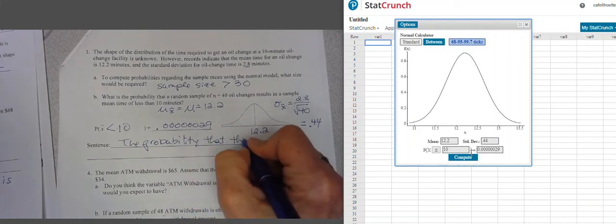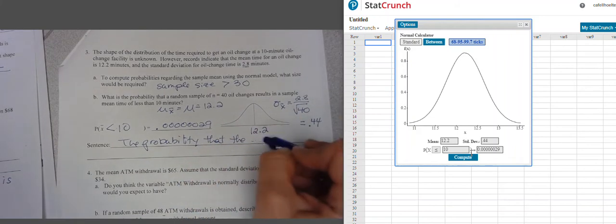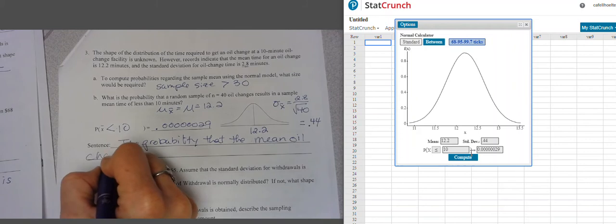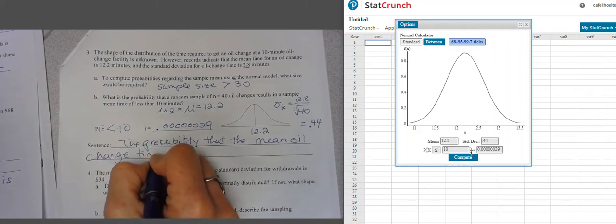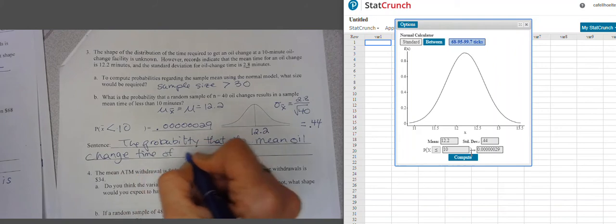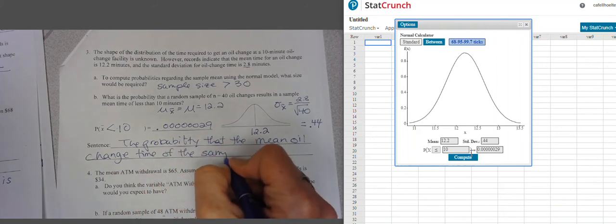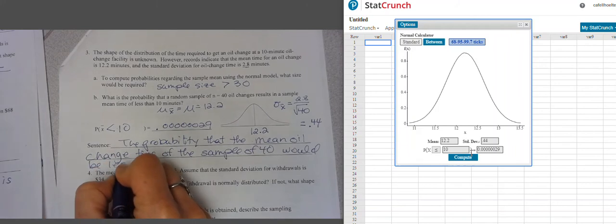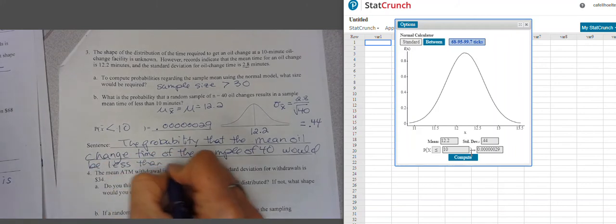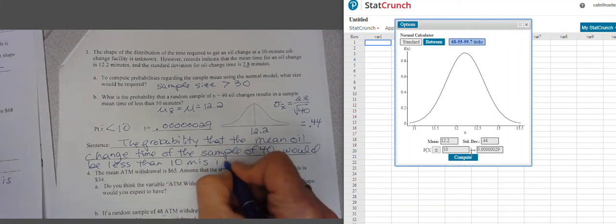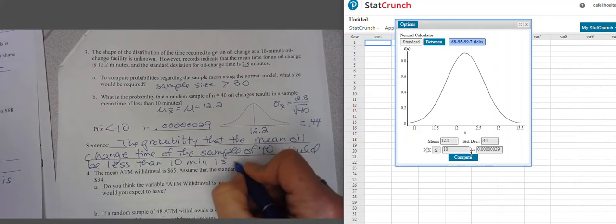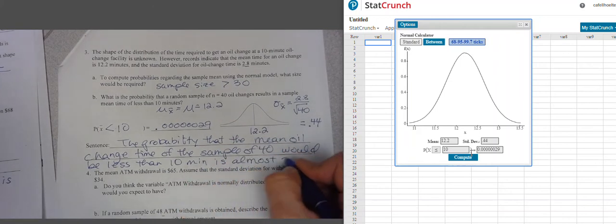So we would say the probability that the mean oil change time of the sample of 40 would be less than 10 minutes is almost 0.